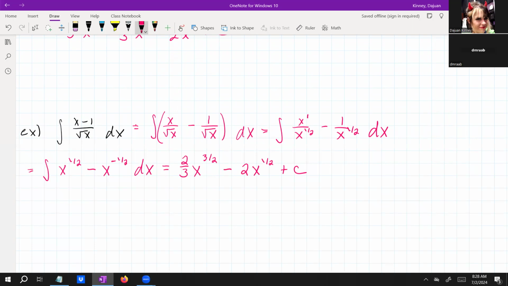Yep, that'll be good. As you go, you won't have to write your fractions after. You'll get more comfortable with that.